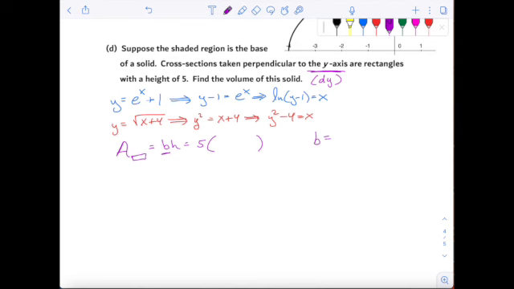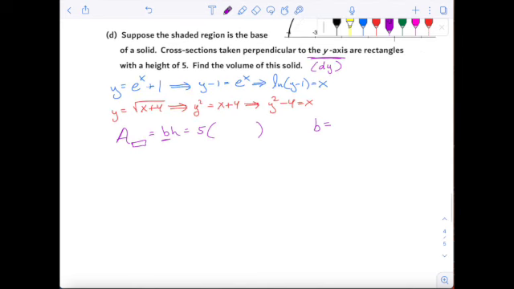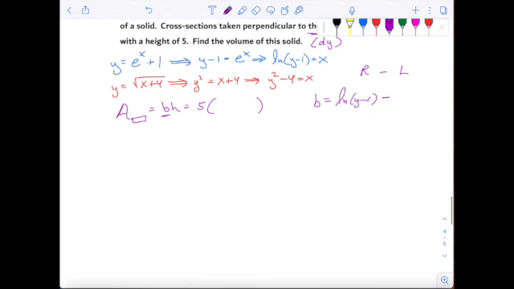So the right was that e to the x graph, which is ln of y minus 1. That's the right? We're doing right minus left. And the left is y squared minus 4. So just remember, if that's got more than one term, to use parentheses around it. So you could leave that.